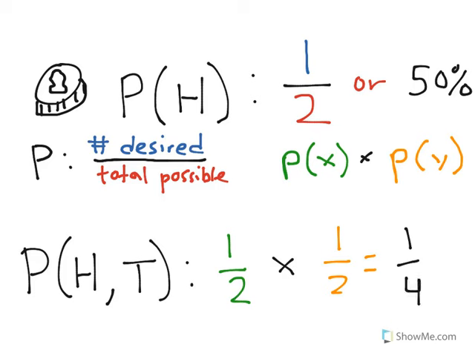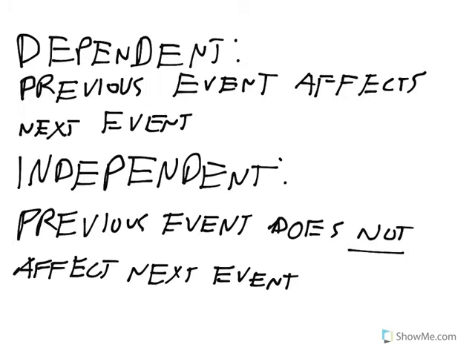Alright, now we're going to discuss independent events versus dependent events. So, here's the definition for the two. A dependent event is when the previous event affects the next event, or a probability event, so to speak. An independent event is when the previous event does not affect the next event, and let's get into a couple of examples to show you what I mean.